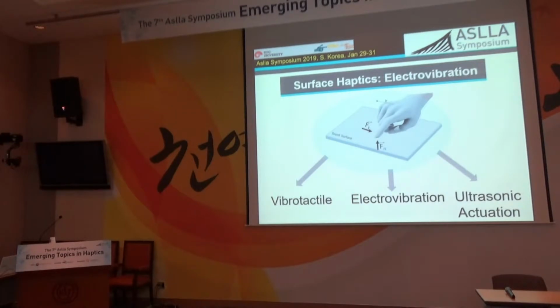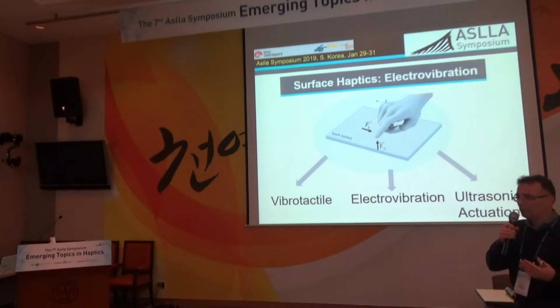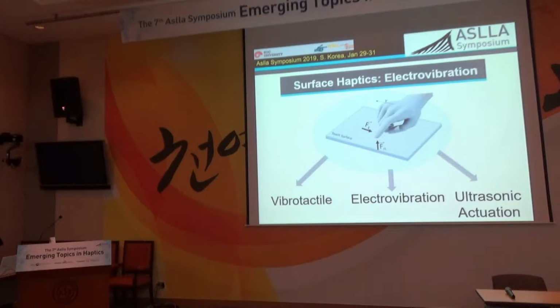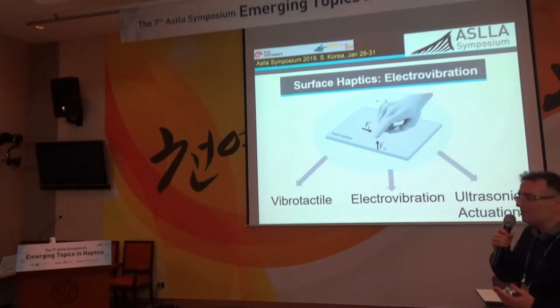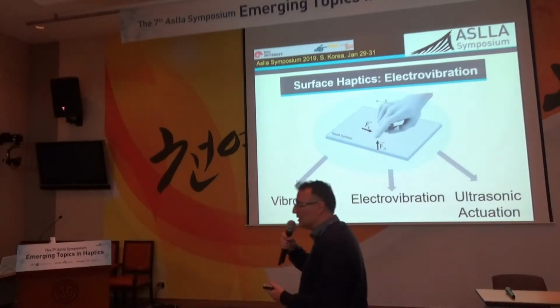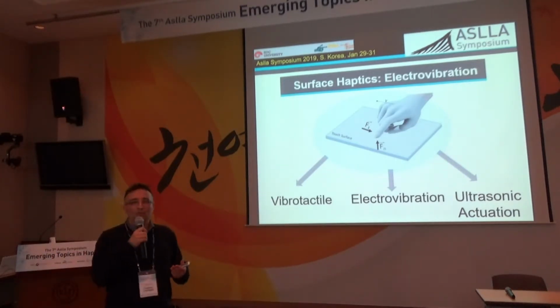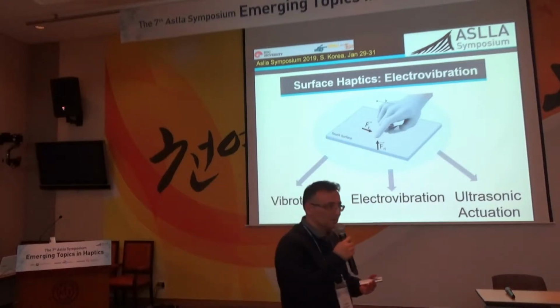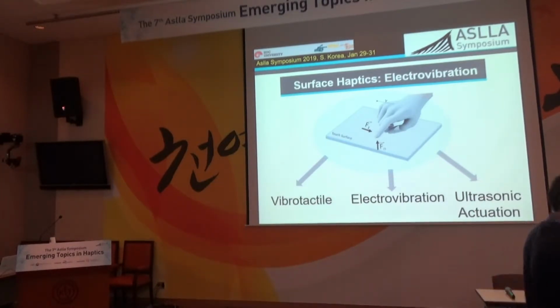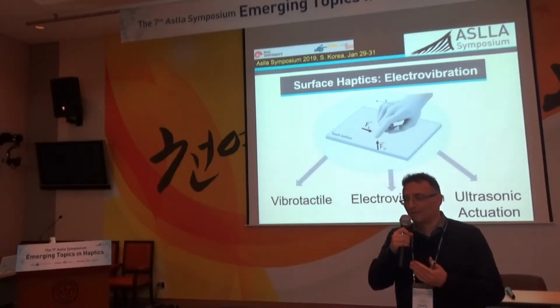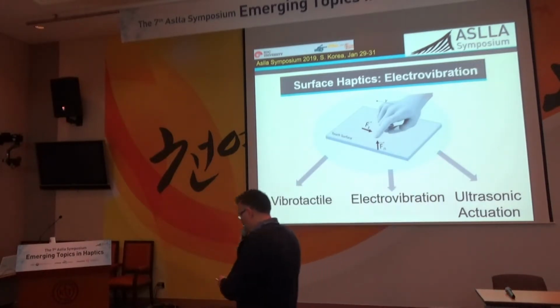And the second way, which I'm going to talk about, is electro-vibration. So another way to display tactile effects. If you take a capacitive touch screen, which is something that you use on a daily basis with your cell phone, your tablets, and other devices, and you apply a voltage to the conductive layer of that capacitive screen, then you create electrostatic forces between the finger and the surface of the touch screen. So that's the second way.